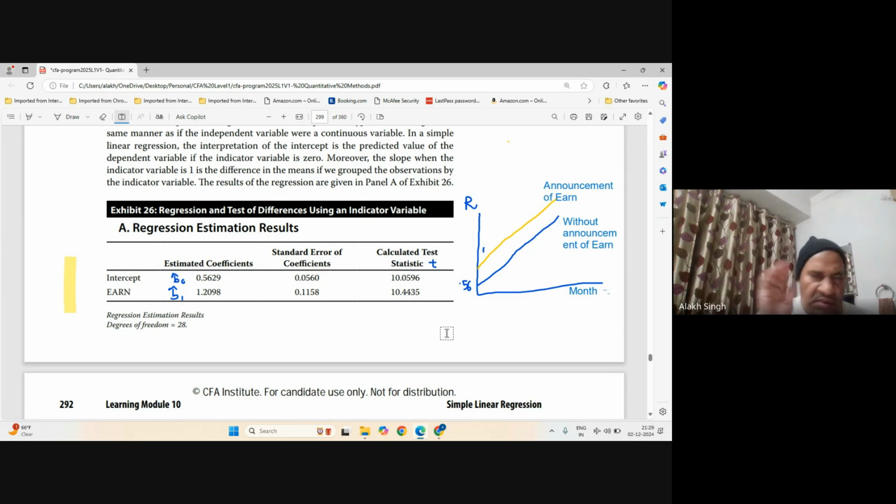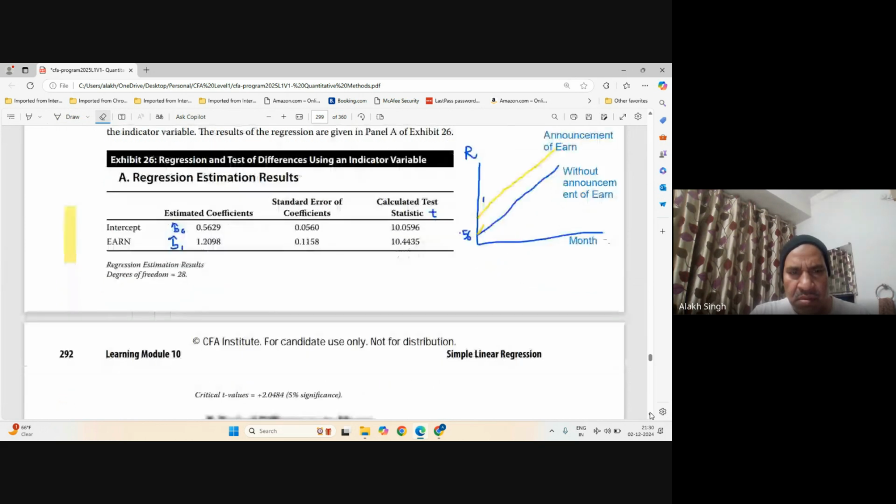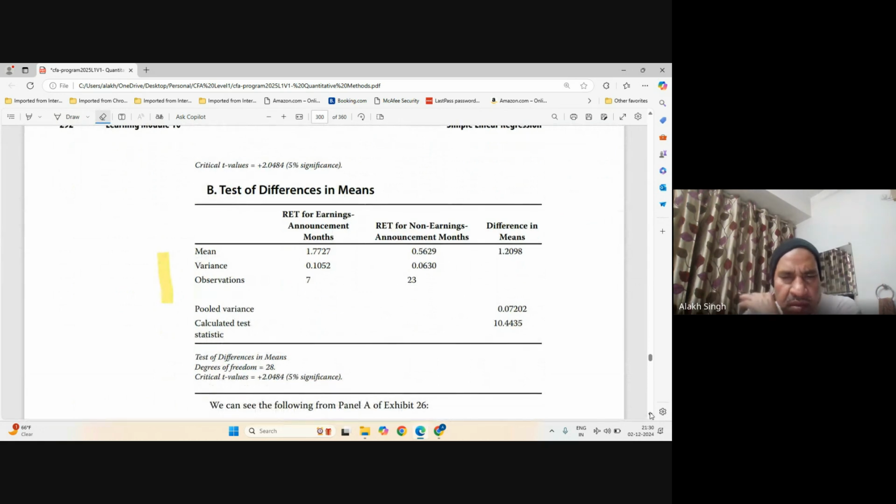Either it will change the intercept, here it is changing the intercept, or it can change the slope. If it changes the slope, then your graph will become like this. But since the book is not showing it, I don't want to confuse by pointing this out. Here it is showing that the intercept is changing. So with the passage of time, earning return will change. Is it clear, Yogi? Yes, sir.